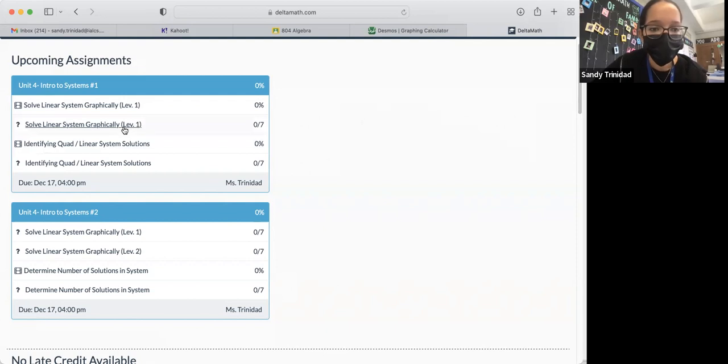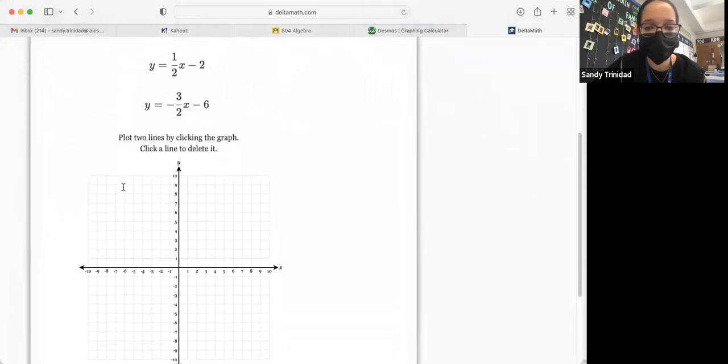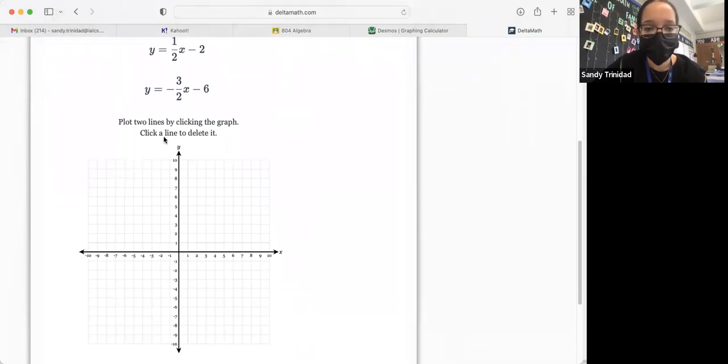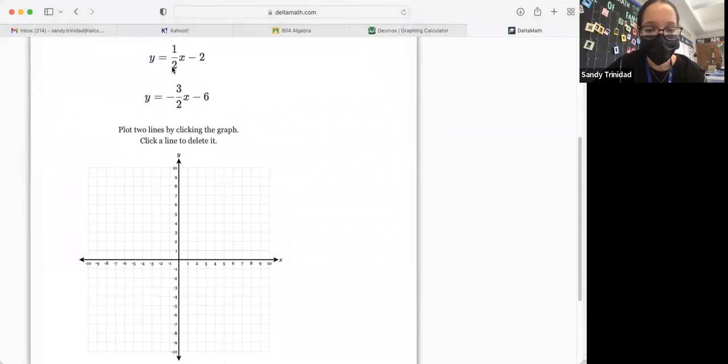So you're going to go to the solve linear systems of equations graphically number 1, level 1. And basically what you have to do is you have two equations, which means you have a system of equations, and you have to graph both of these equations on the same coordinate plane. But you do that one at a time. So the first equation that I have is y equals 1/2 x minus 2.